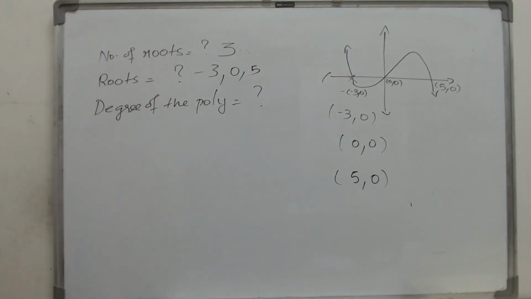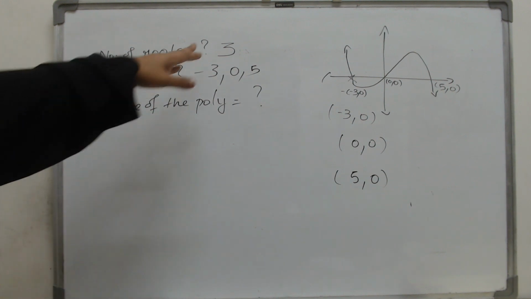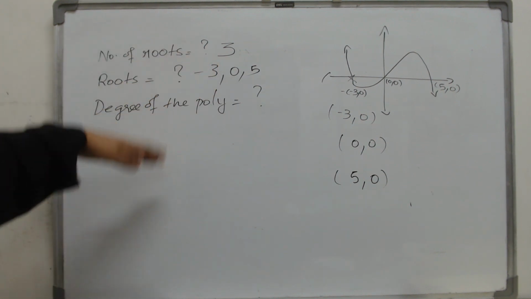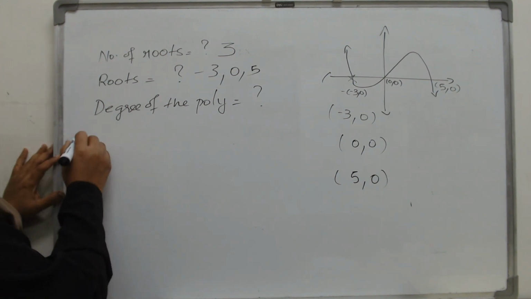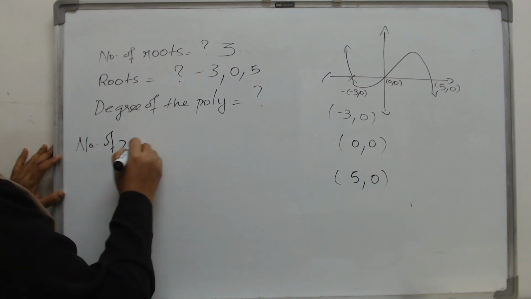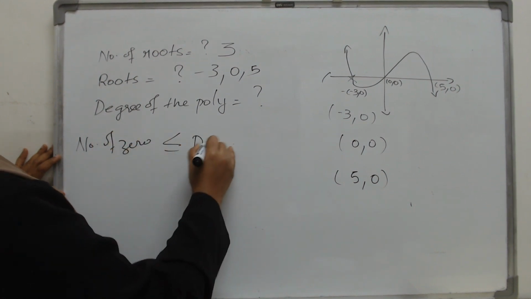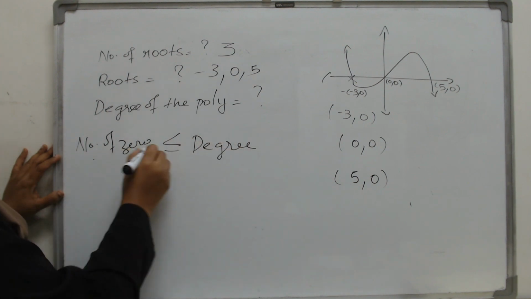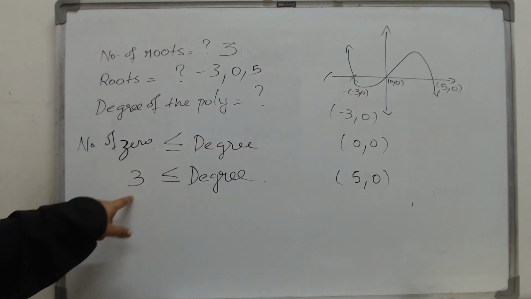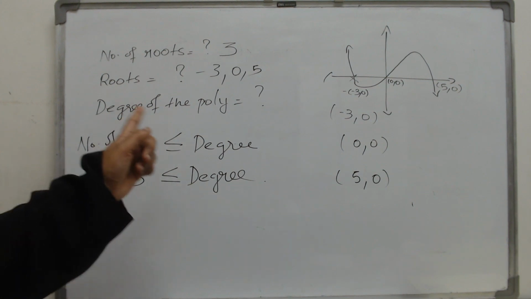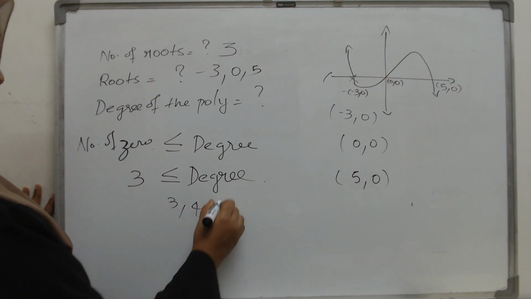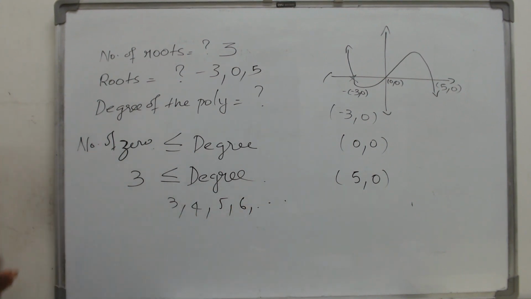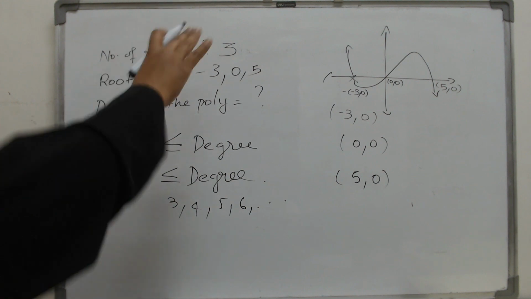And what is the degree of the polynomial? Now, do not get fooled by the question and say the polynomial is of degree 3. Don't say it is a cubic polynomial. Why? Because you have to remember that the number of zeros is less than or equal to the degree, which means if the number of zeros is 3, then the degree will be greater than or equal to 3. The degree can be 3, 4, 5, 6, whatever. All it means is that it has 3 roots.